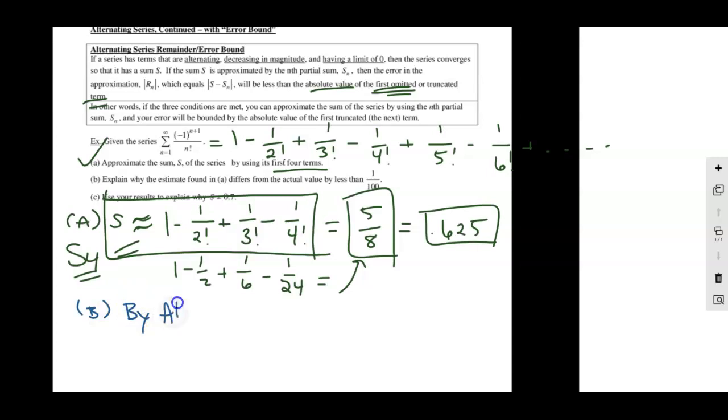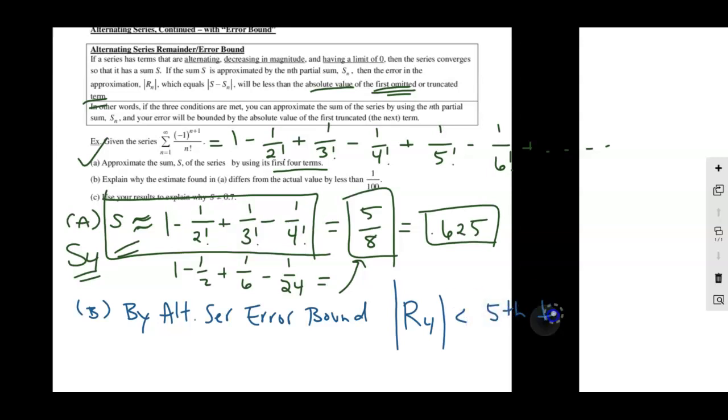By the alternating series error bound, I know my remainder, right? We did a 4th partial sum. So I'm going to look at just the size of that remainder from that 4th partial sum. I know my remainder is going to be less than the 5th term by itself. And it's really just going to be the size of the 5th term. So here we go. My remainder, I know, is going to be less than that 5th term by itself.